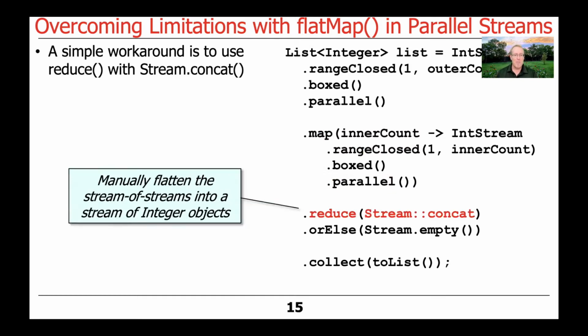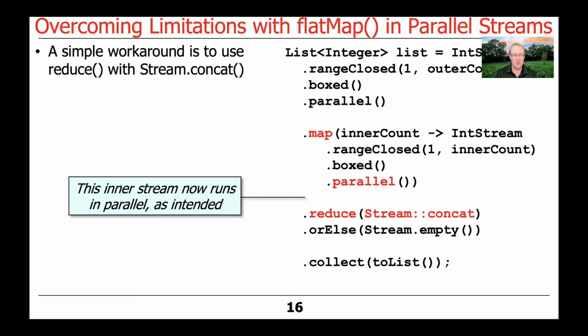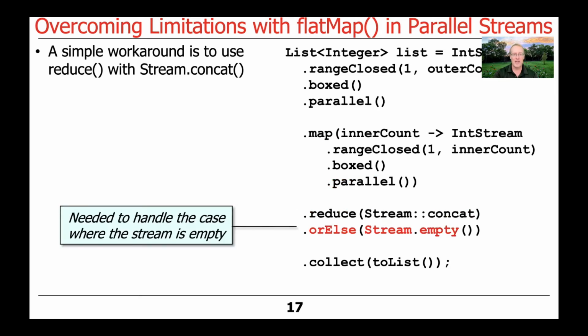And then what we do is we manually flatten this stream of streams into a stream of integer objects by using reduce together with the Stream.concat method. So the Stream.concat method, when used with reduce, will concatenate all the streams together. So it's basically a manual way of doing flatMap that will preserve parallel processing. And then the nice thing here is that our inner stream now runs in parallel, as we'll see when we go and look at the source code and show the output from the results.